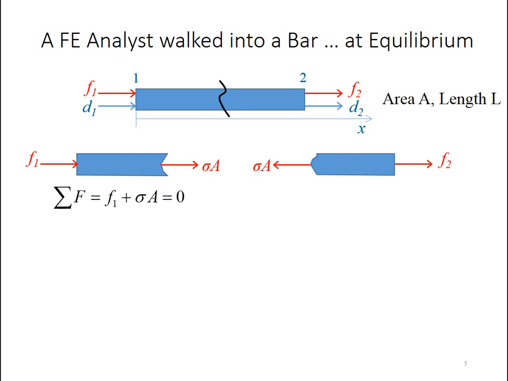Write my sum of forces for the left. I know that the sum of forces in the x direction is equal to 0, and that's just F1 plus sigma A. On the right side, that is negative sigma A plus F2 is equal to 0.